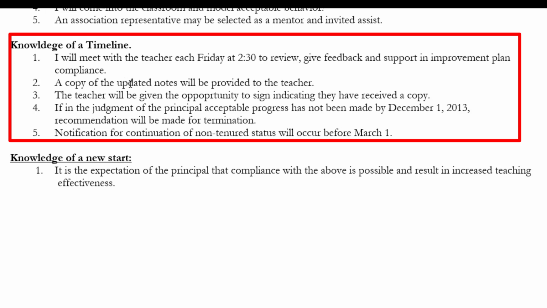All of the progress that they make, the things that still need to be made, you have a knowledge of a timeline. This will happen at this time. If it's an unsuccessful experience with the improvement plan, then it will move to a probation, and then the timeline, the dates, all of these kinds of things, so that there's no question that the teacher has in mind as to what is going to happen when. No surprises. You don't want any surprises at a hearing.